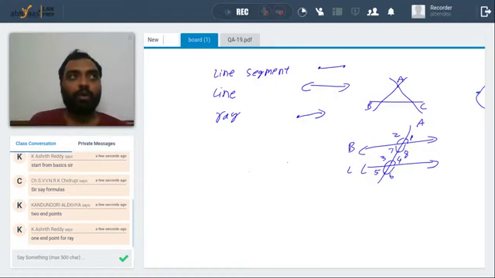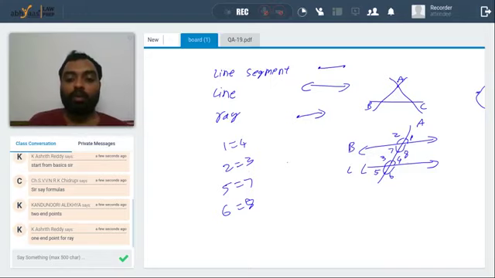Why? Because you see angle 1 is equal to angle 4. Clear? In the same way, angle 2 is equal to angle 3. Look at the figure I have drawn there. Same way, angle 5 is equal to angle 7, angle 6 is equal to angle 8. Is this clear? All these angles are called corresponding angles. So corresponding angles are equal. 1 is equal to 4, 2 is equal to 3, 5 is equal to 7, 6 is equal to 8.